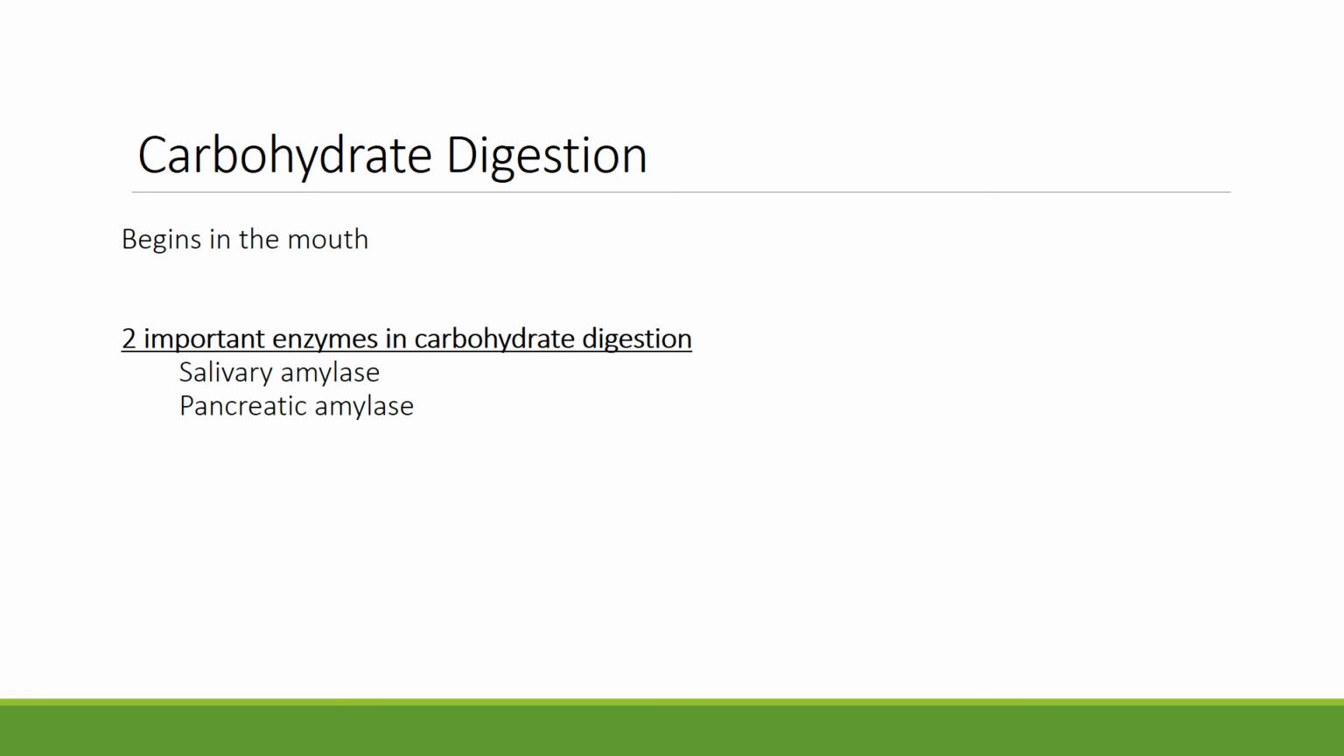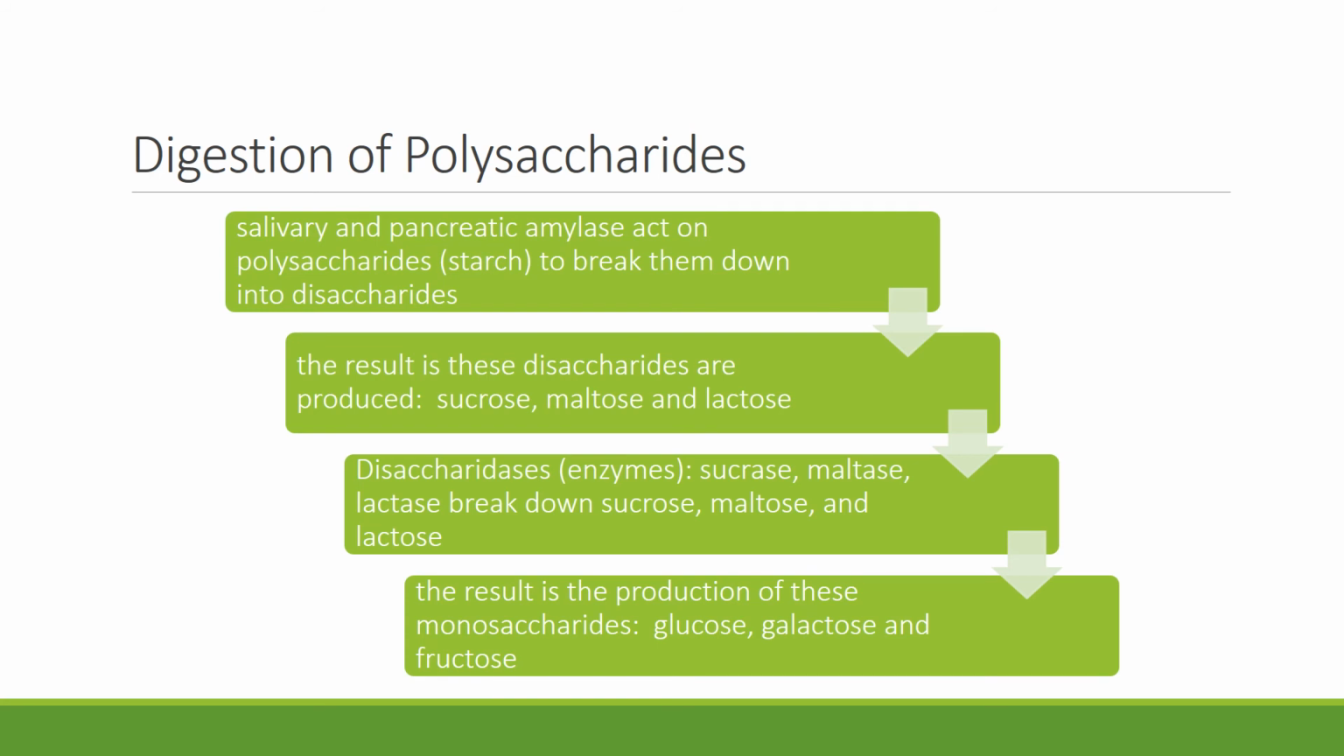Let's take a look at carbohydrate digestion and absorption. Carbohydrate digestion begins in the mouth with salivary amylase. There are actually 2 important enzymes in carbohydrate digestion. They include salivary amylase, which is produced in the mouth, and pancreatic amylase, which is produced in the pancreas. This diagram is an overall view of the digestion of polysaccharides.